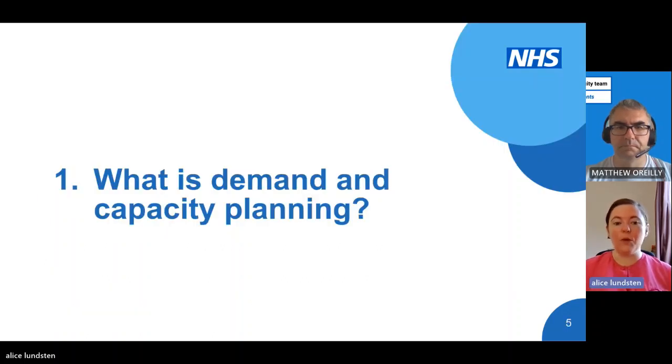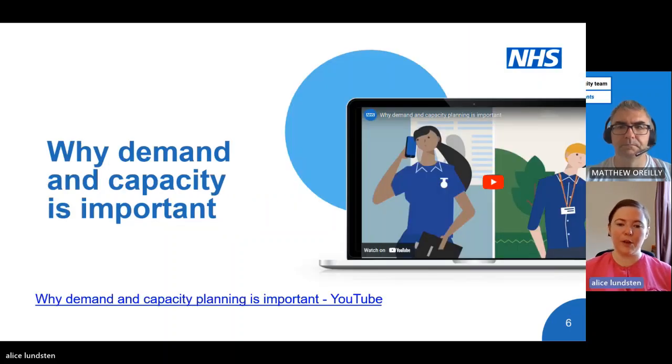So starting at the beginning, what is demand and capacity planning? We're going to play a short video now, which will hopefully give you a bit of context of what we mean when we say demand and capacity planning, but also a little bit of context about how it's relevant to different audiences and different people who are part of that work.